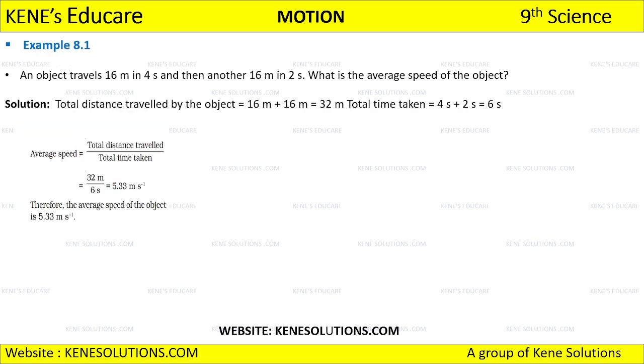After this, we discussed this example, how exactly we can calculate the average speed with the information given, right? So I hope every one of you is going through this example.